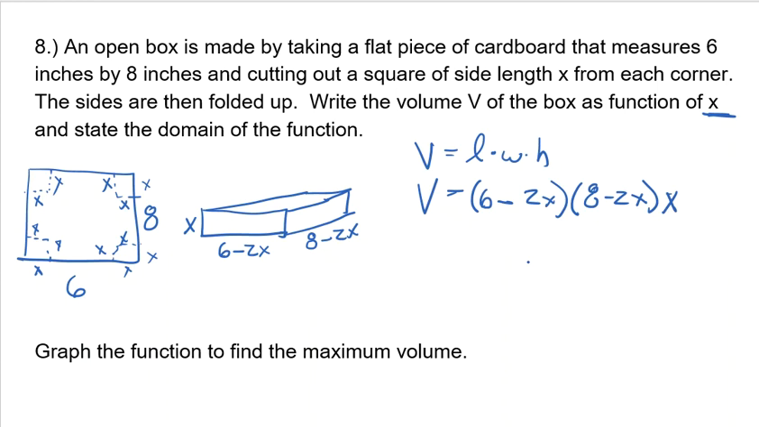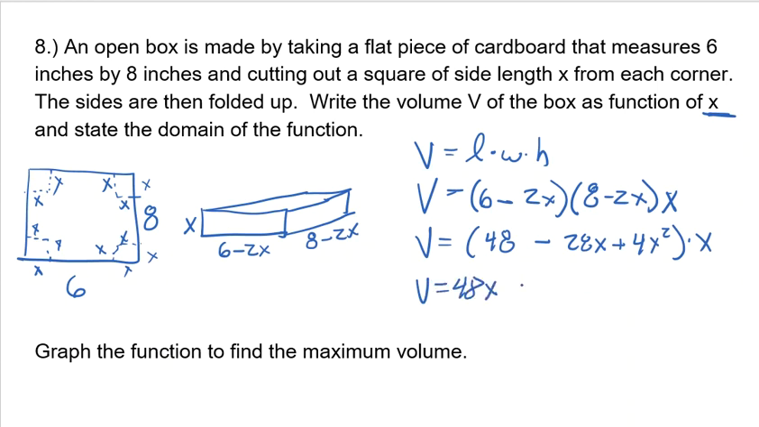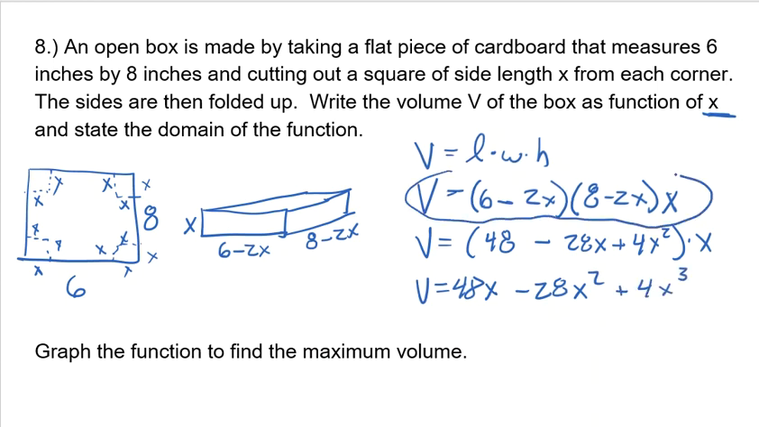Now, if you really wanted to, you could go ahead and multiply this out. I mean, you don't have to do this, but you could. So if you multiply this out, we get 48 minus 28x plus 4x squared. And then I've got to multiply all that by x. So I get 48x minus 28x squared plus 4x cubed. I did not have to do that. This final answer right here would be good enough for me. But if you do multiply it out, you get another similar looking formula. So that's a formula for the volume of the box written as a function of only x.